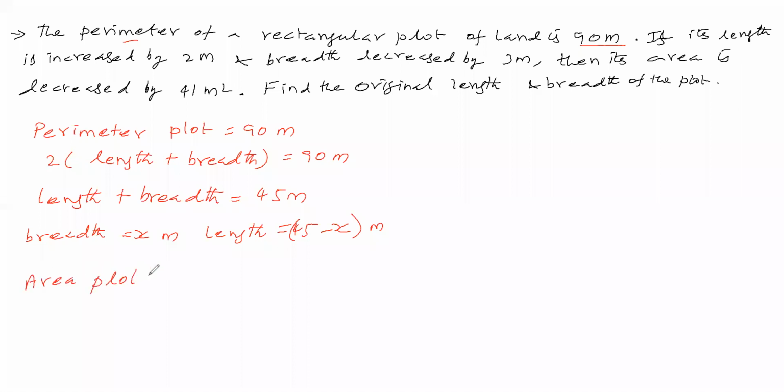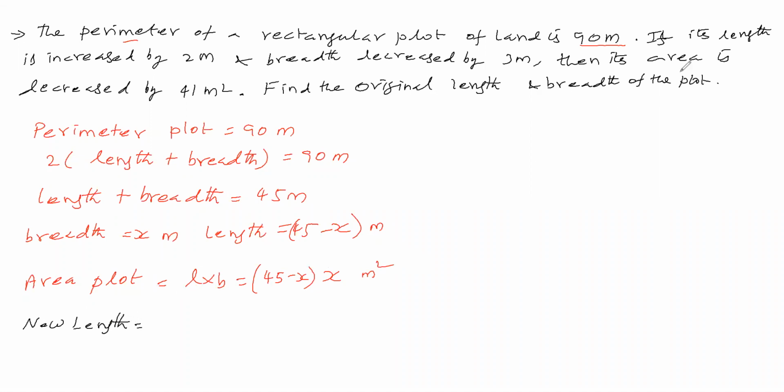Area of the plot is equal to length into breadth. Length is 45 minus x meter, breadth is x meter. Therefore, meter into meter, meter square. This is the area of the plot. Now we will see the new length.